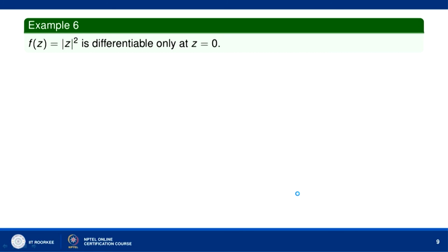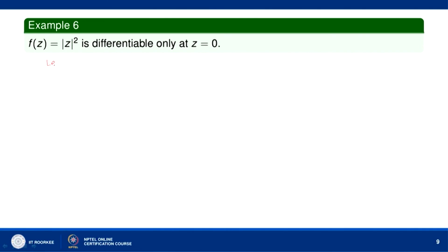Now, let us show that f(z) equal to mod z square is a function which is differentiable only at z equal to 0 and nowhere else, and this means that we can conclude that f(z) equal to mod z square is not analytic at any point. Even at z equal to 0 it is not analytic, because it is not differentiable at any point other than z equal to 0. For analyticity at z equal to 0, we need a neighborhood of z equal to 0 in which it is differentiable. Okay. So, let us show that it is differentiable only at z equal to 0.